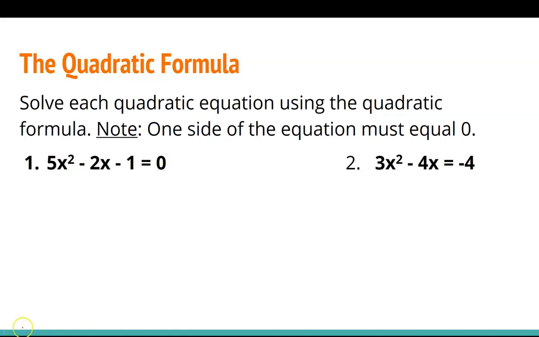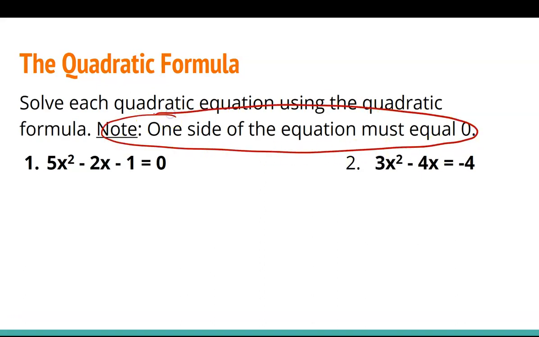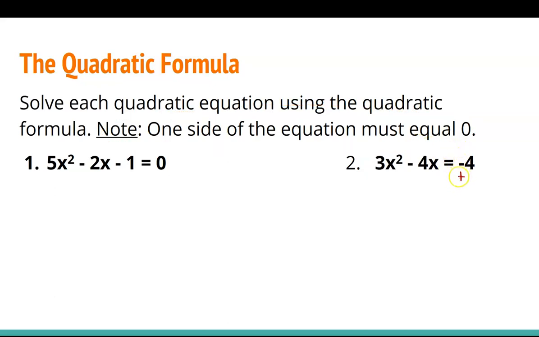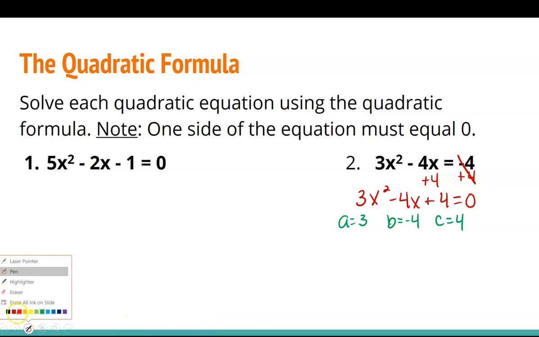Okay, so we left off on number 2. This is where the note says one side of the equation has to be equal to 0. So the first step we need to do is to add 4 to both sides so that we have 3x squared minus 4x plus 4 equals 0, so that all of our terms are in standard form and our equation is equal to 0. Once both of those boxes are checked, we can identify what A, B, and C are and plug into our quadratic formula.